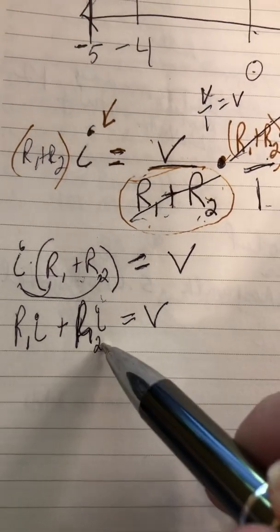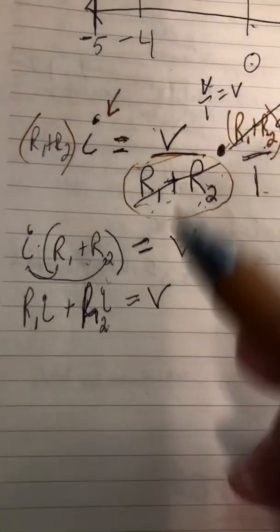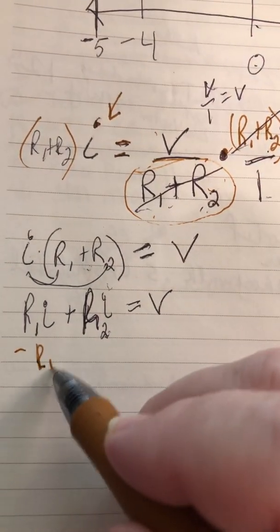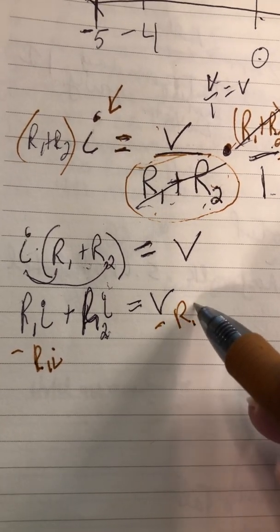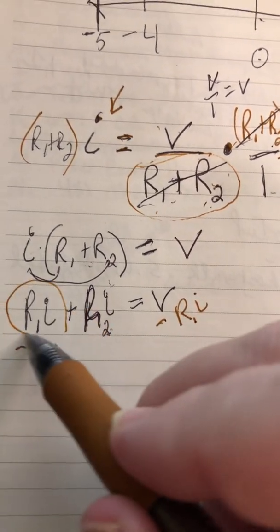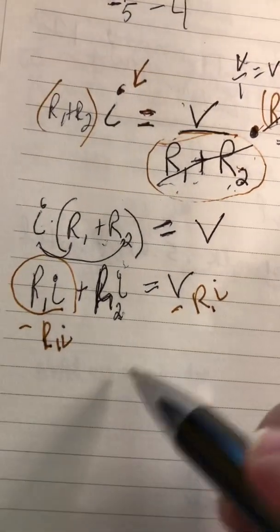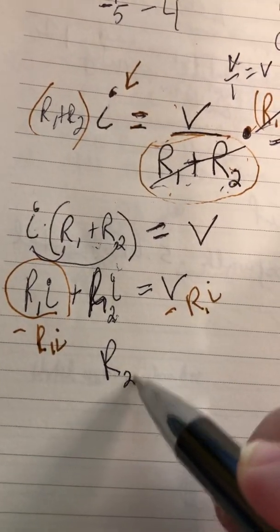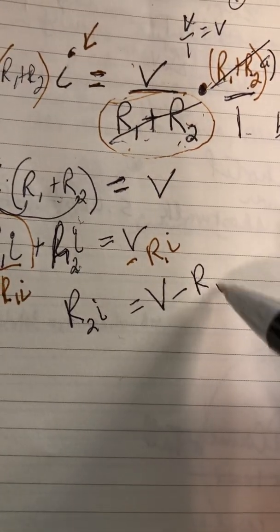And then we're trying to isolate this R2 by itself. So we're going to subtract R1I from both sides, because right here it's a positive and we want to get rid of it. And we have to do the same thing on both sides. So now I have R2I is equal to V minus R1I.